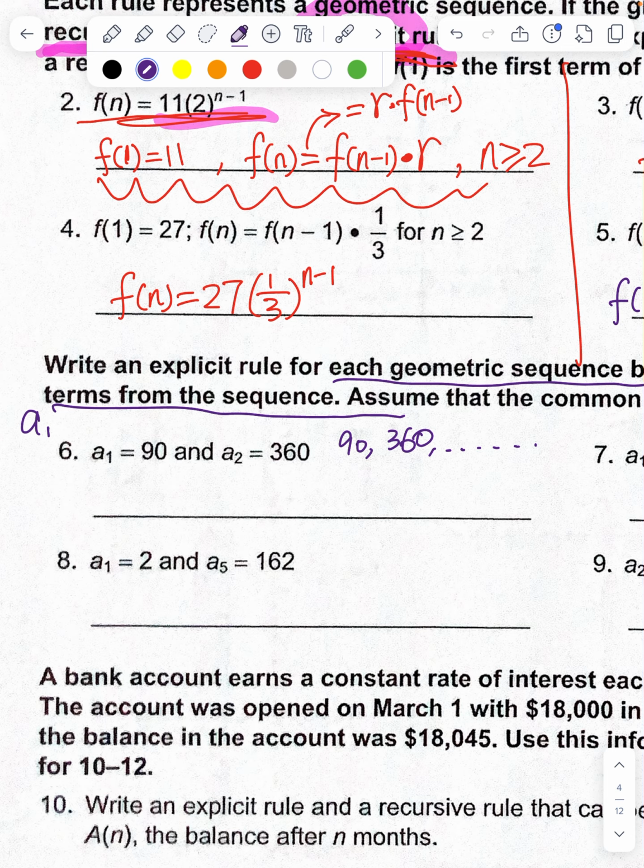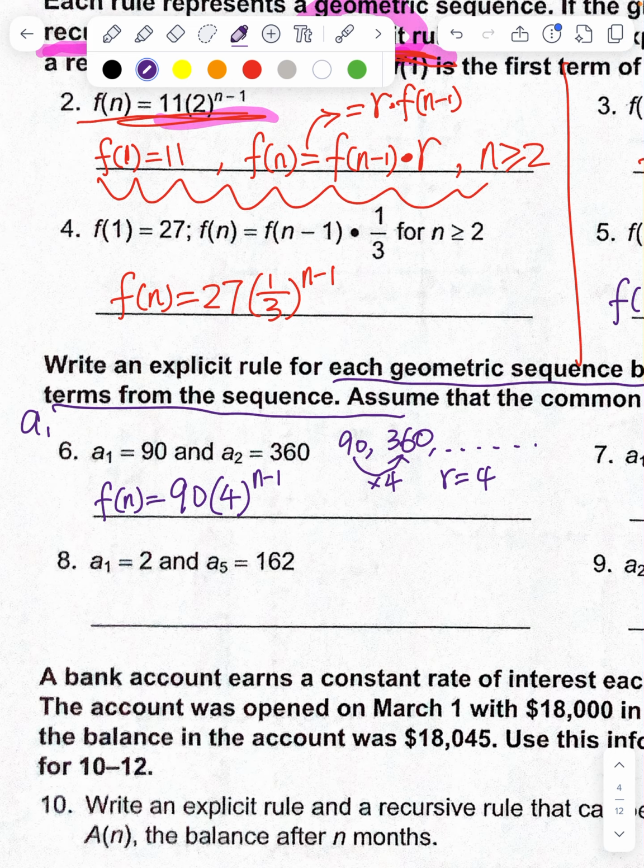Okay, we need to figure out the common ratio. So 90 multiplied by what equals 360? So 9 times 4. Okay, this is multiplied by 4. 90 times 4 is 360. So the common ratio is 4. Now I can write out the formula. f of n, that means any term in the sequence, equals the first term, 90, multiplied by the common ratio, 4, raised to the n minus 1 power.